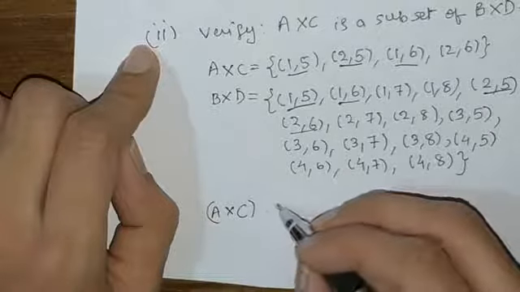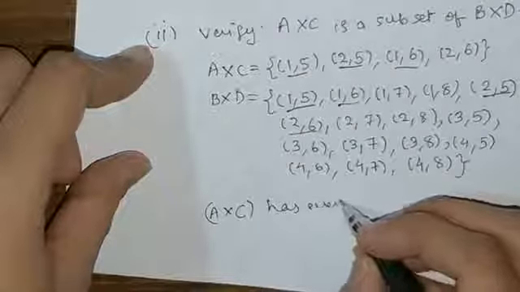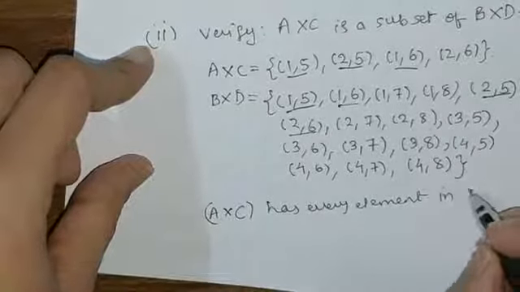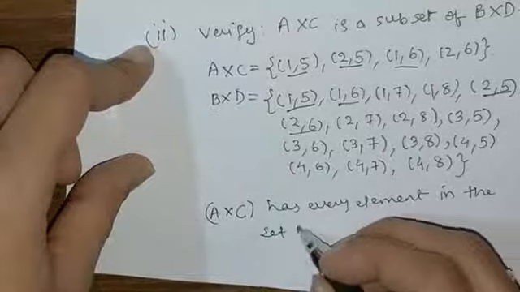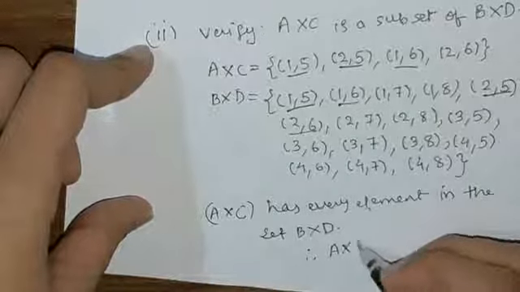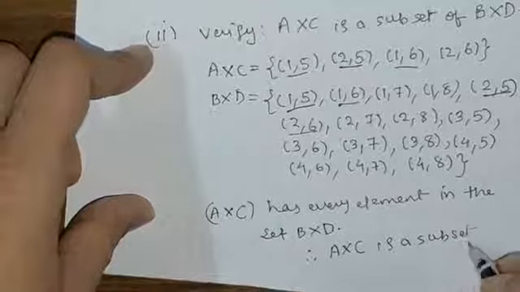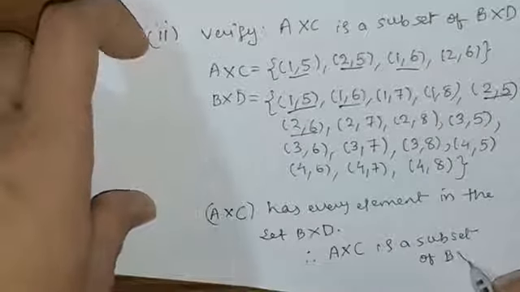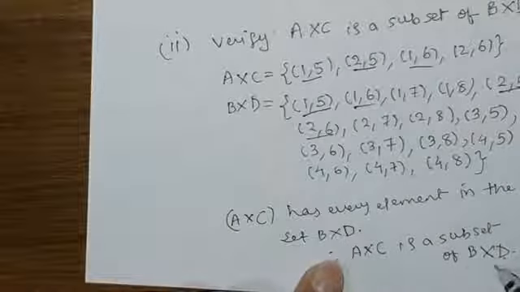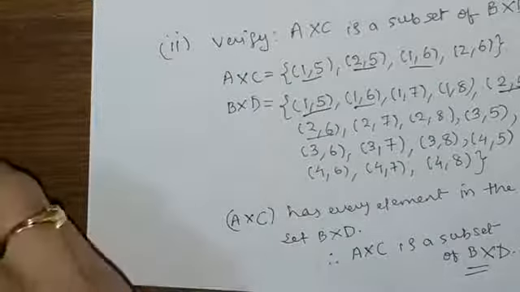So A cross C has every element in the set B cross D. Therefore, A cross C is a subset of B cross D. That was the problem 2 of 7. Now let us go to the problem 8.